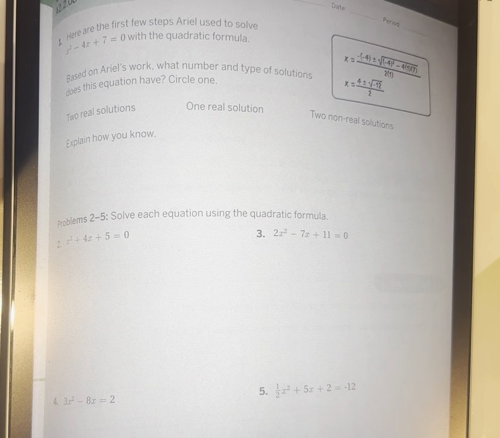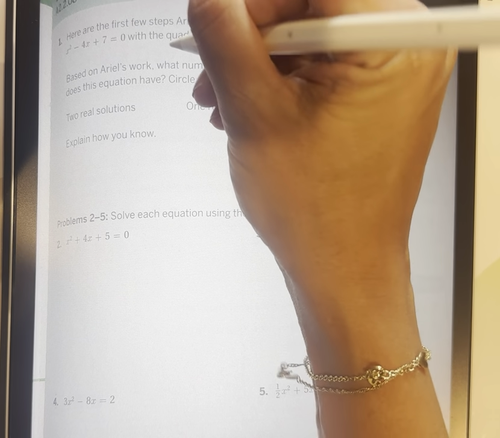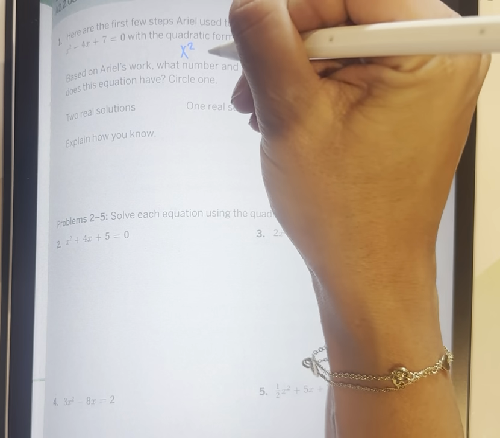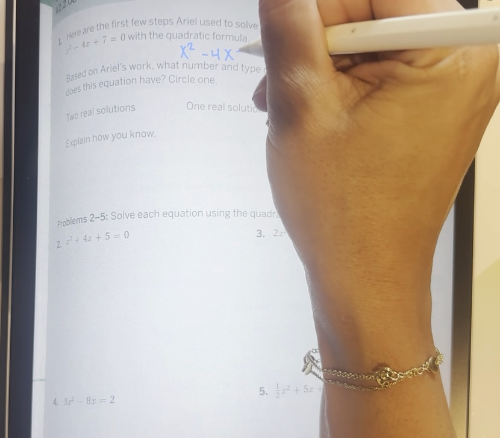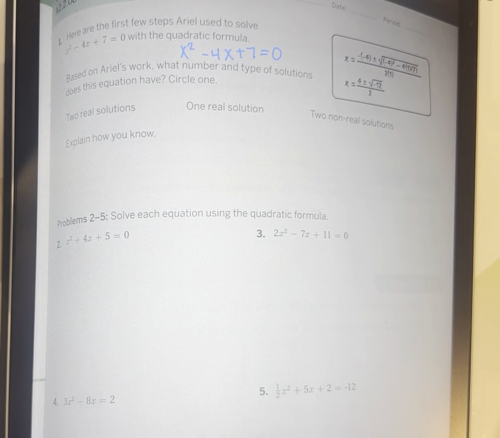Okay, here's the 2.8 homework on the quadratic formula. So let's see what they start with. Here are the first few steps Ariel used to solve x squared minus 4x plus 7 equals 0. Based on Ariel's work, what number and type of solutions does this equation have?